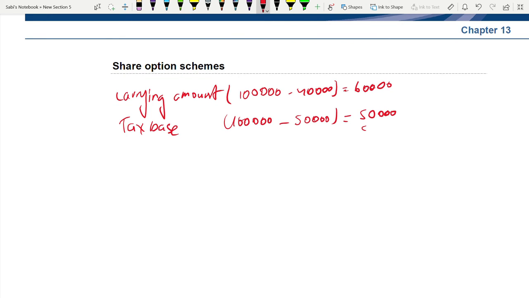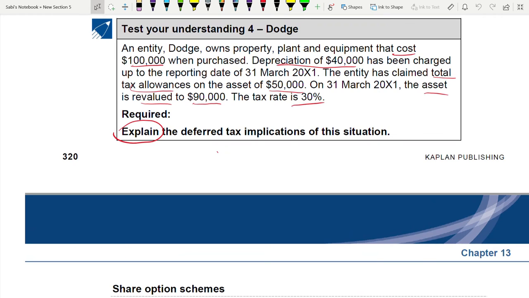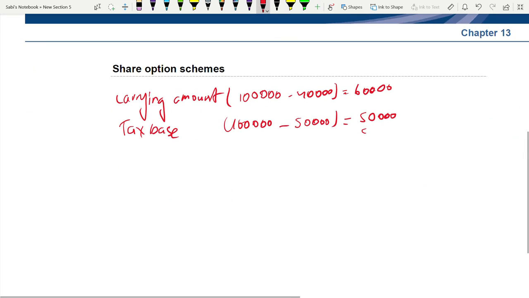Remember, it was revalued. So revaluation is always taken into account for the carrying amount. But revaluation is not taken into account for the tax base. So when you're calculating the tax base, you calculate cost minus capital allowance, that is 50,000. But when you are taking the carrying amount, it is not 100 minus 40. You do not deduct depreciation also. The asset is revalued to 90,000. You just take the revalued amount. So here it is 90,000. Good that I made this mistake because most of you will be making this mistake, right?